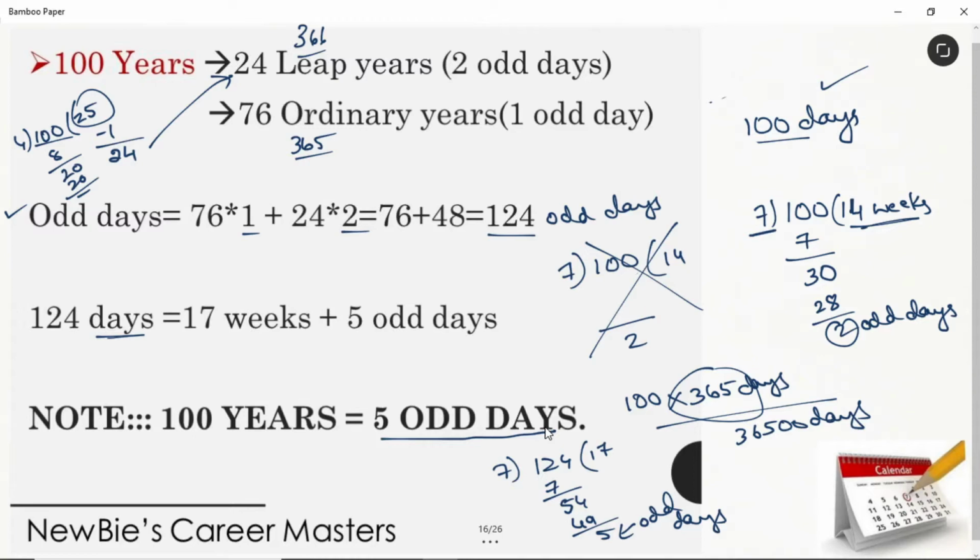What do you have to do? Find how many leap years and how many ordinary years there are in the given years. Correct? Then leap years into 2, ordinary years into 1. This is how you can easily convert that to the number of odd days. After this step, you know, correct?